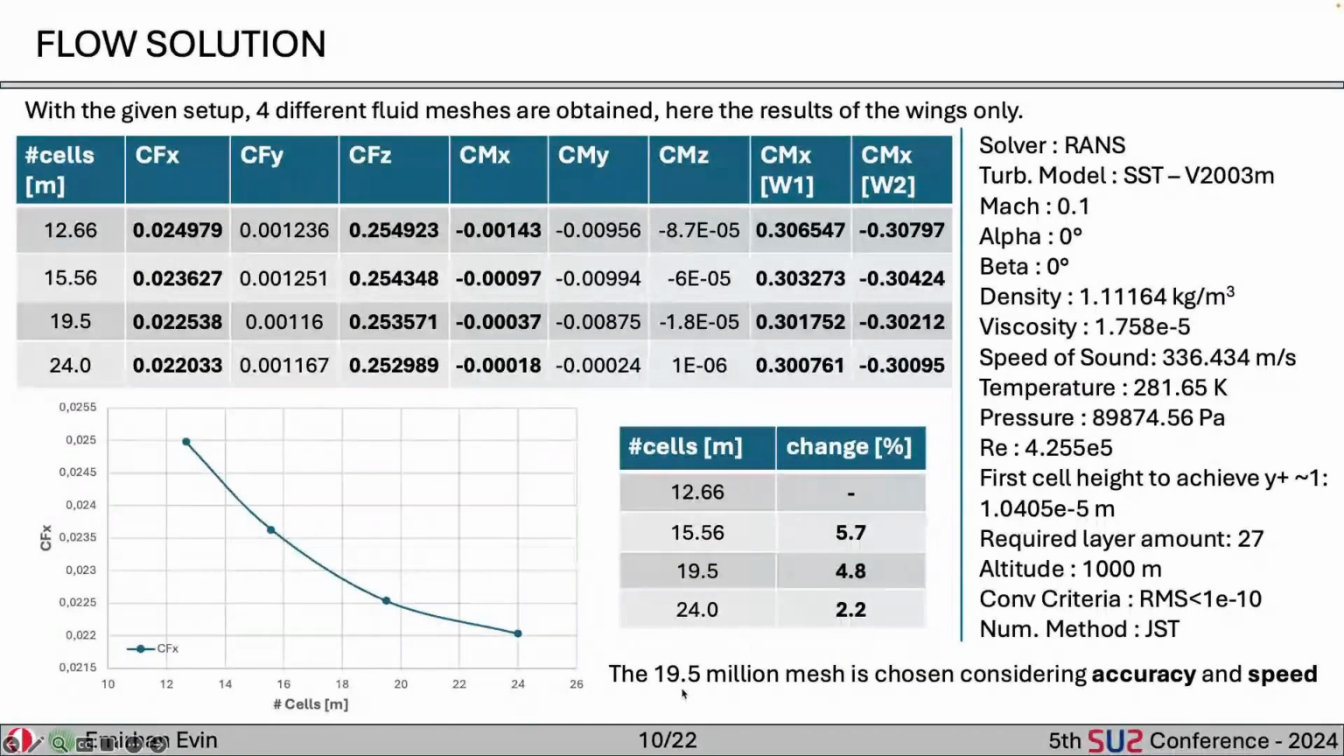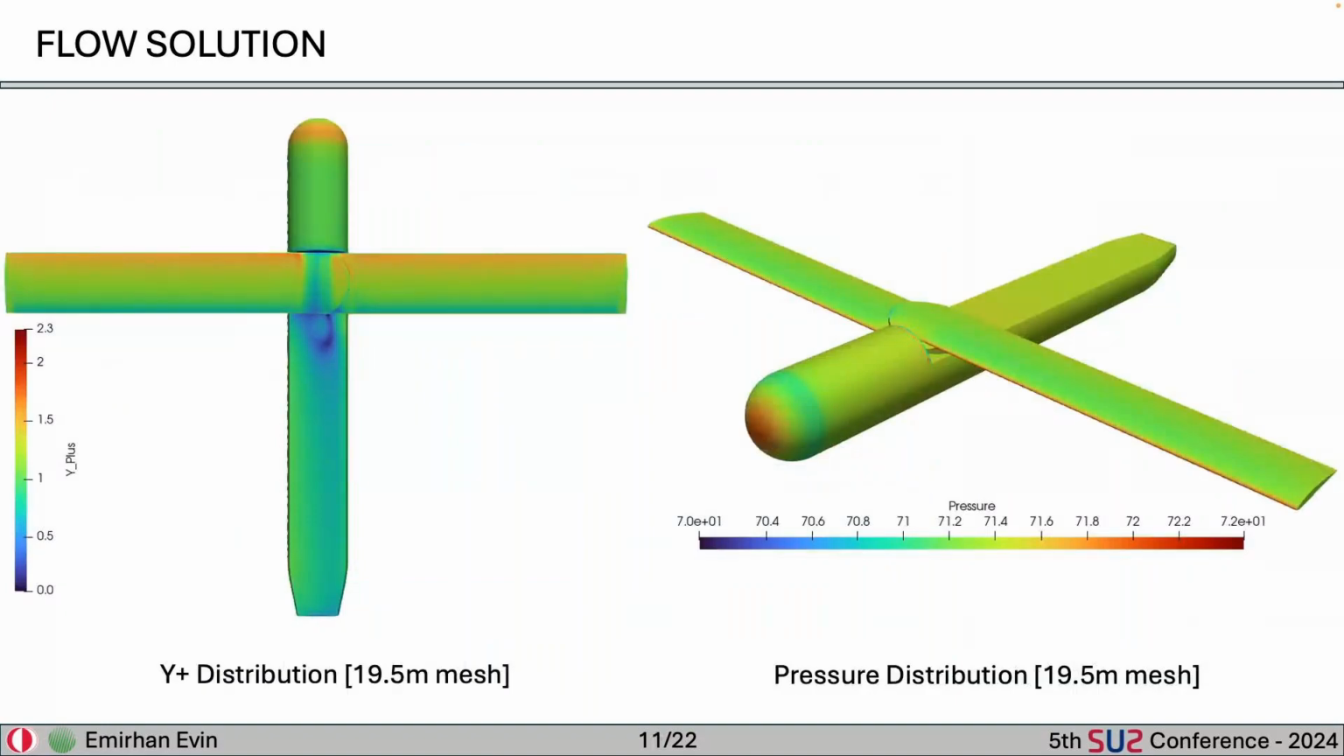Here we solve the RANS equations with SST modeling. The analyses are done at 0.1 Mach. Also, some other properties are given here, like the numerical methods and achieving the Y plus first cell distance. Here I chose 2 different contours to show you the result. The Y plus distribution after the solution is less than 5 and the maximum is 2.3. Also, the pressure distribution is obtained well.